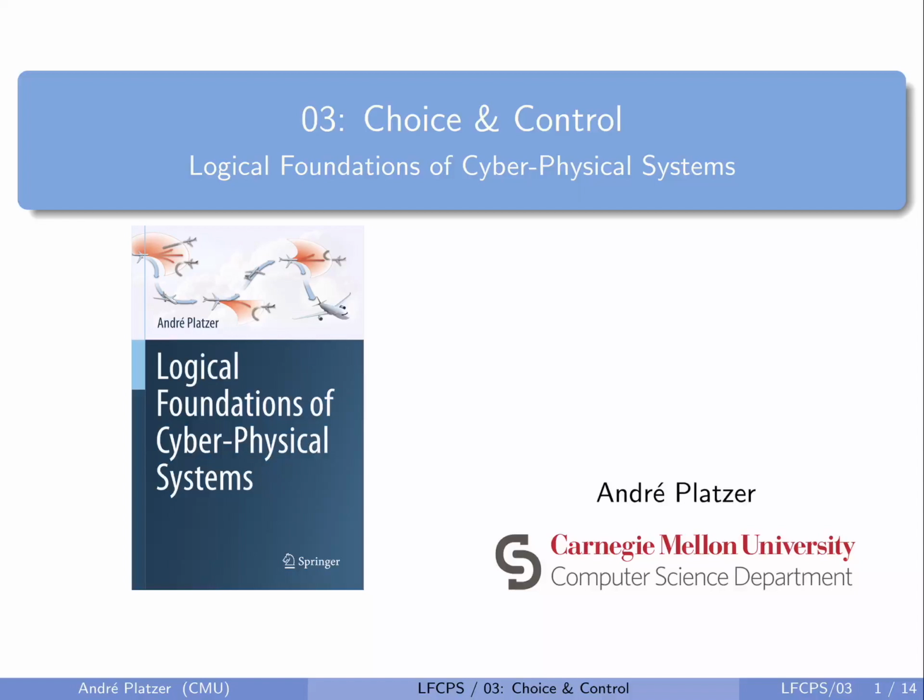Welcome to the third chapter on choice and control of the Logical Foundations of Cyber-Physical Systems textbook. After having seen continuous dynamical systems aspects in the previous chapter, we will now investigate discrete dynamical systems aspects in this chapter and right away begin to integrate the two to combine discrete and continuous dynamics.